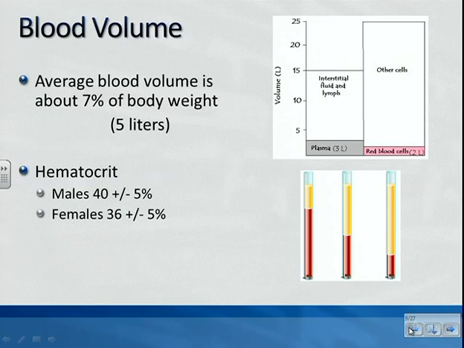Girls, we have a little less than guys because, you know, we lose blood every once in a while, okay? Does this person have a higher or lower hematocrit? Higher. This person has a lower one because of what? This one has more red blood cells. This person doesn't.